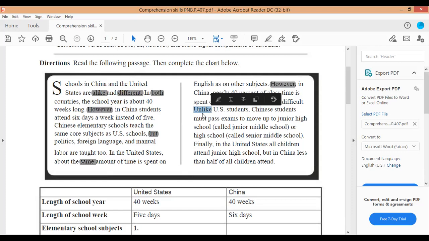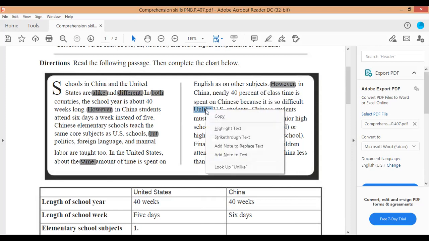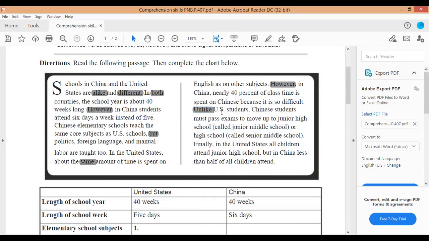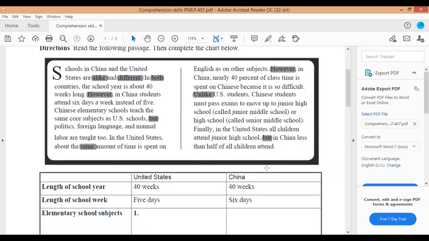Unlike US students, we can highlight for this word also indicates contrast. Yes. Unlike students, Chinese students must pass exams to move up to junior high school, called junior middle school, or high school called senior middle school. Finally, in the United States, all children attend junior high school, but guess what? Yes, for contrast. But in China, less than half of all children attend.